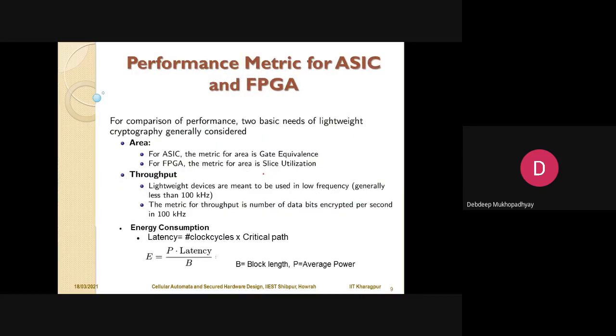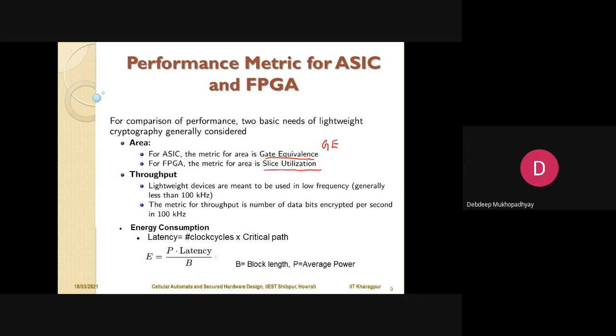The other important aspect when you are evaluating or doing your design is the corresponding performance metric. For comparison of performance, two basic needs for lightweight cryptography are area, of course, and throughput as well. Area is at the forefront because you really want your design to consume or require less silicon. So you want to reduce the gate equivalence when you are implementing on ASICs. Gate equivalence is typically given in terms of number of NAND gates, often referred to as GE. And in FPGAs, the metric is slice utilization. A slice is the fundamental component of an FPGA platform, which is often made out of lookup tables.